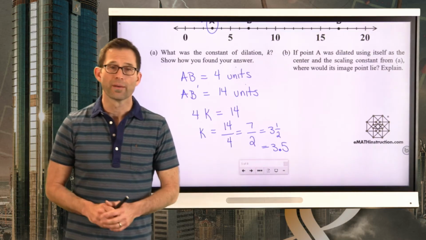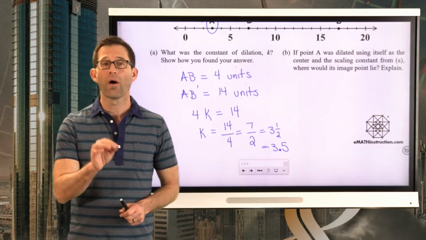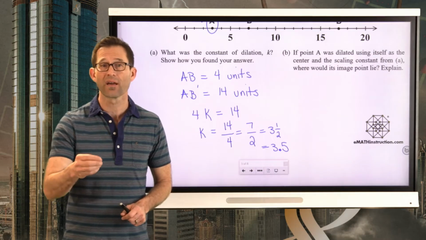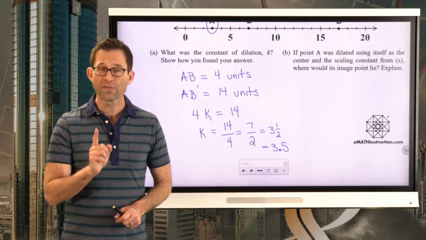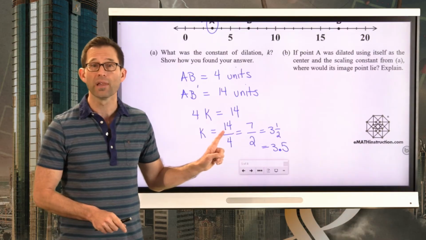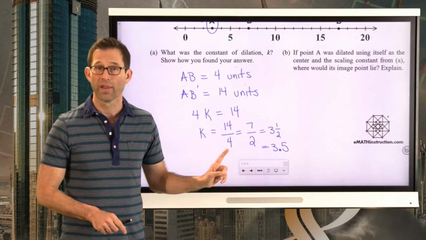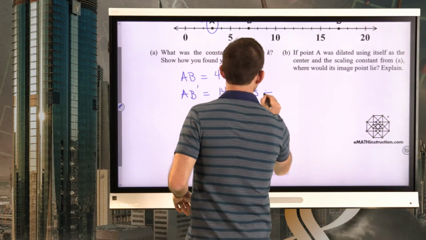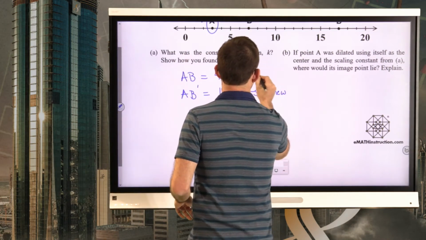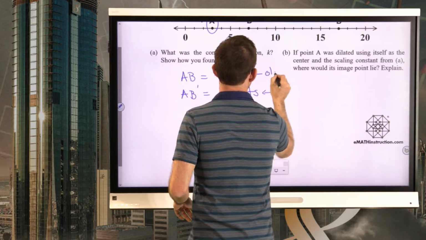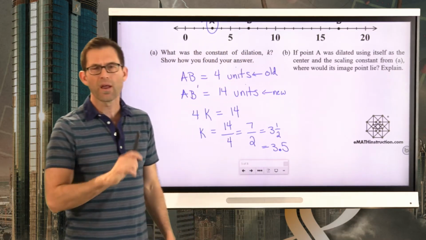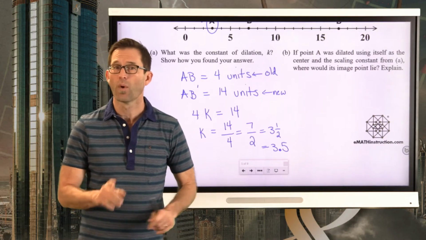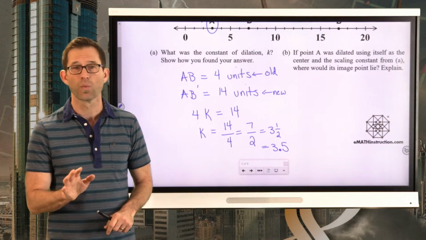Now, I want to point out why this is so important. You are very often asked what the constant of dilation is, what the scaling constant is. You can always find that by dividing the new length by the old length. Notice, 14 was the new distance, divided by the old distance. Now be careful. A lot of people just think, oh, I'm going to take the bigger one and divide it by the smaller one. Watch out for that. We'll see in the next exercise that doesn't work out so well.